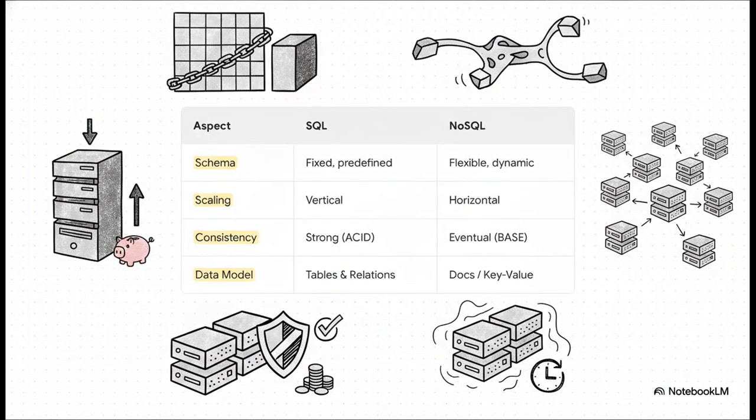This table here is basically the ultimate cheat sheet for this whole debate. It lays out the key differences side by side. You've got the schema, fixed and rigid for SQL, flexible and dynamic for NoSQL. You've got scaling. SQL typically scales vertically, meaning you buy a bigger, more powerful server, while NoSQL scales horizontally by just adding more servers. And of course, consistency, strong in SQL versus eventual in NoSQL.